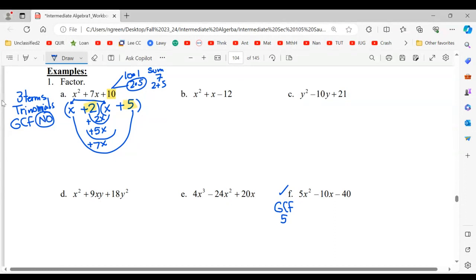5, correct. So now you have to divide all of them by 5. So you're going to get what? X squared minus 2x minus 8. Now, how many terms do you have here? 3 terms. So you factor a trinomial.